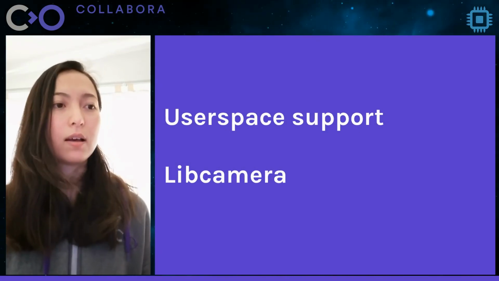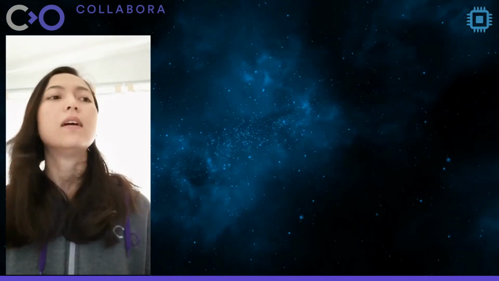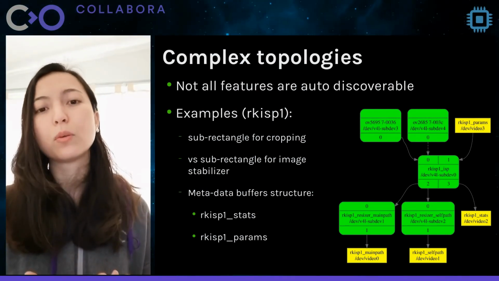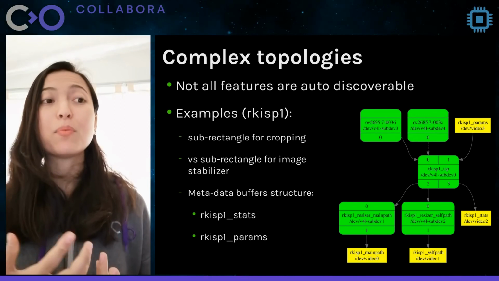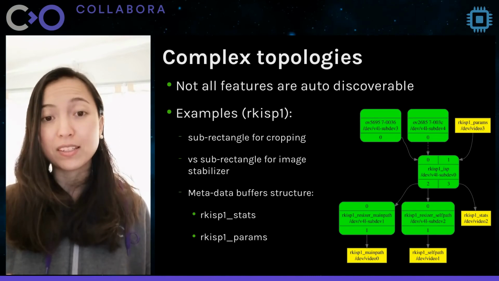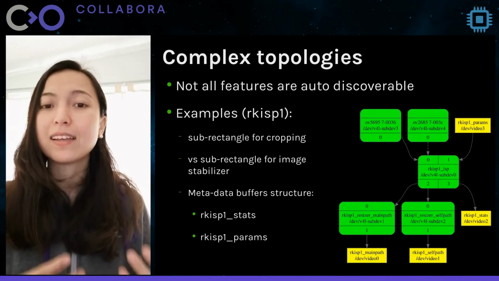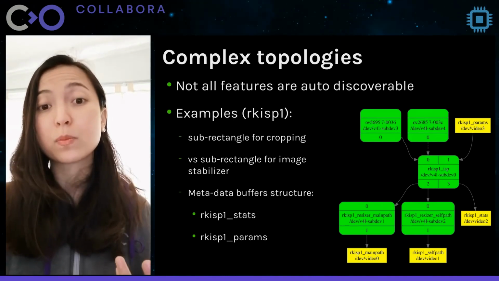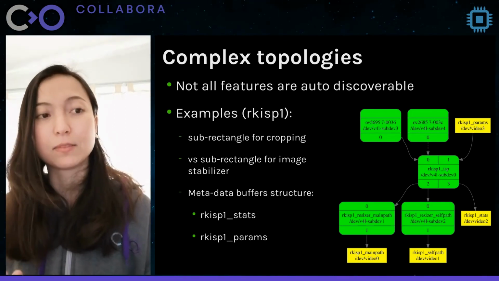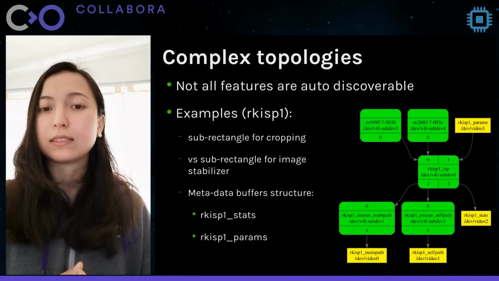Now let's talk about this specific project, the libcamera one from userspace. As we can see, not all features are auto-discoverable from userspace. An example is the RK ISP1 driver, where we can select a subrectangle for cropping or a subrectangle for the image stabilizer. And in the media API, there's no way for userspace to know that this subrectangle represents cropping or the image stabilizer, which means that the driver in userspace needs to know a little bit about the driver in the kernel.